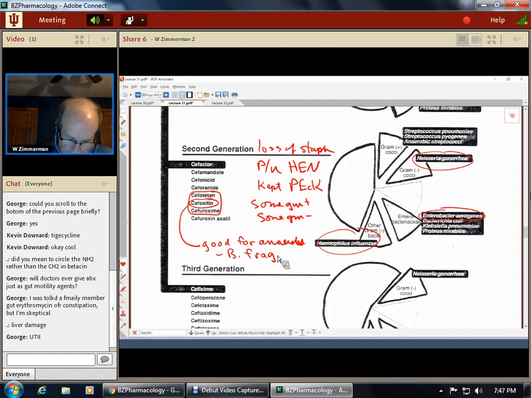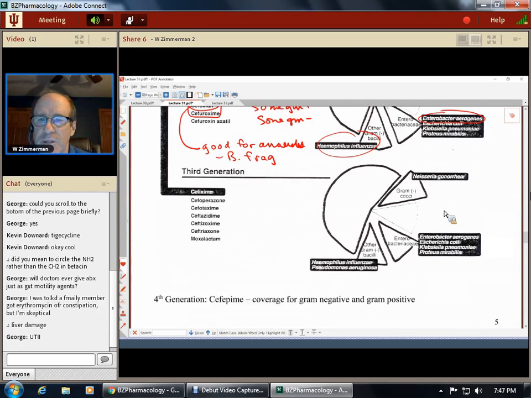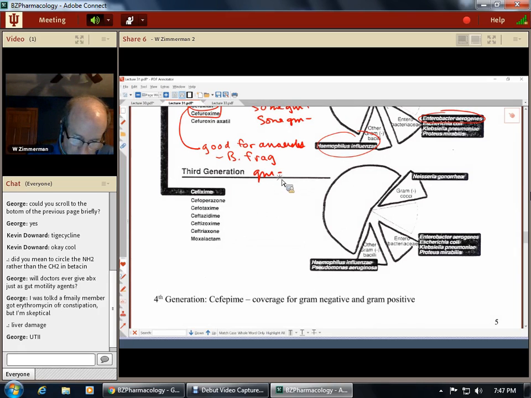When we go to the third generation, we really don't use these for staph or strep. Everything listed there, be careful, everything listed there is gram-negative. So, you'll see a lot of these used in a hospital. Very, very heavily used. Let's see, ceftazidime. I don't want to say it's the only drug of choice for Pseudomonas, but it's one of the best. Very good activity of ceftazidime against the Pseudomonas.